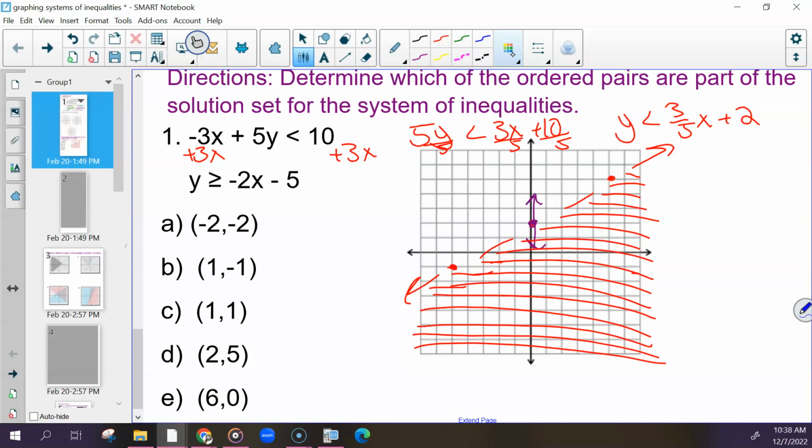The second one is already in slope-intercept form, so we just need to graph it. Start at your y-intercept, negative 5. Your slope is negative 2, so go up and left. Up 2 to the left one, sorry. As many times as possible, fill up your graph. And then down 2, right one.